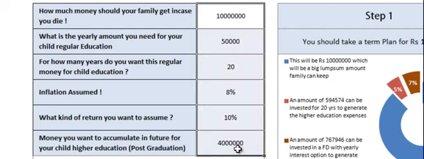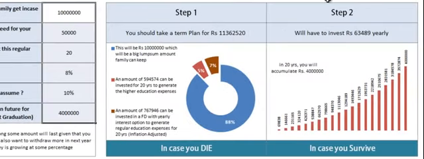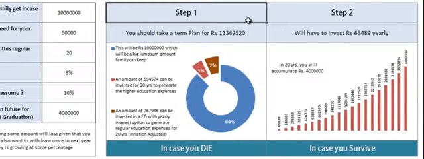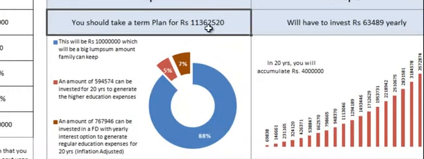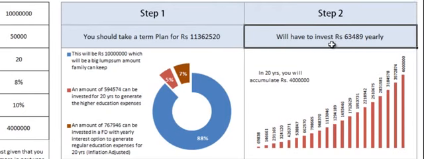Now, once you fill all these 6 numbers, you then move to the right hand side, and there you can see step 1 and step 2. So step 1 says you should take a term plan for 1 crore 13 lakh rupees approx. Now for you, this number will be a little different. And then after that, step 2 is, you will have to invest 63,489 rupees yearly, apart from the premium you are paying for this term insurance. So these are the 2 steps you need to take, and if you complete these 2 steps, your child policy is created. Now let us see how it happens.